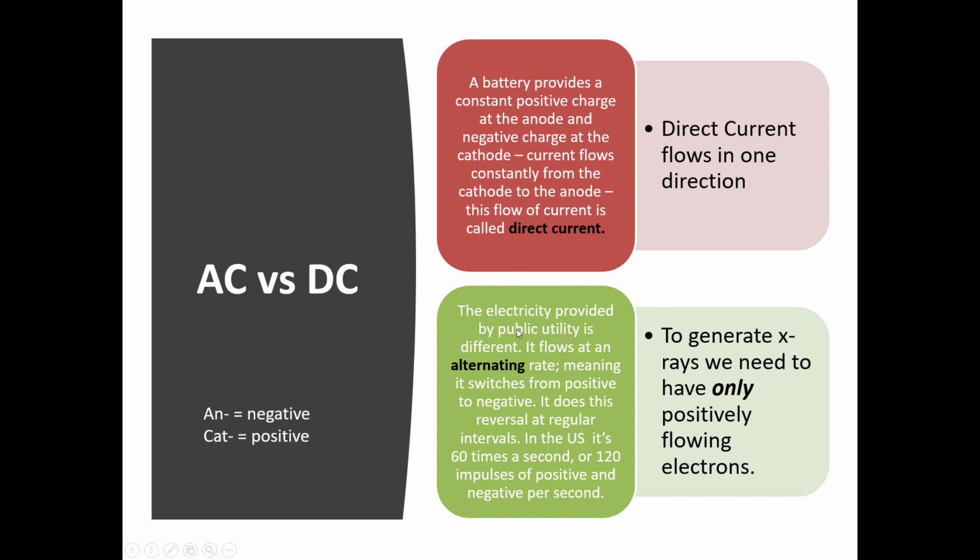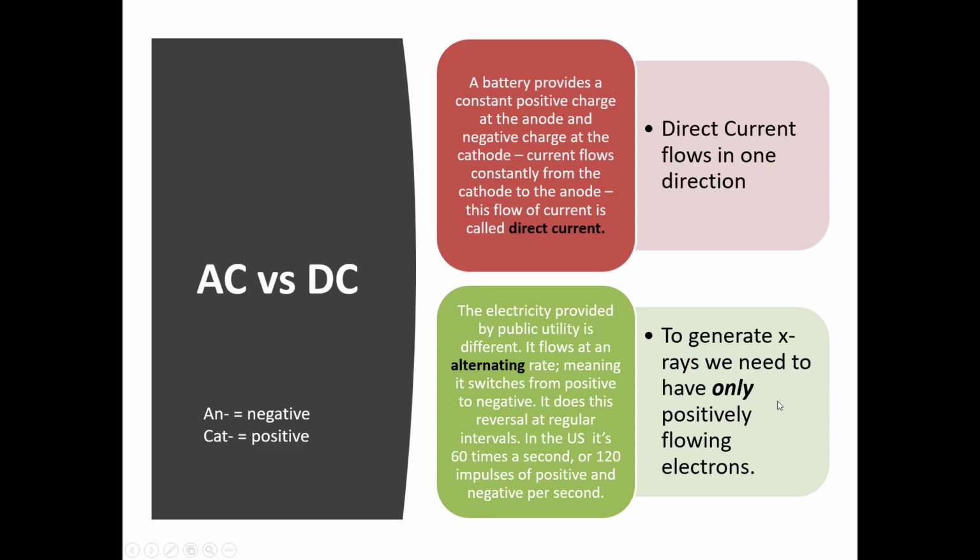So the electricity provided by your public utility, Rocky Mountain Power, whoever it is, is different. It flows at an alternating rate, meaning it switches from positive to negative, and it does this at a regular interval. This is where frequency comes back into the equation. In the United States, we use an electrical frequency of 60 hertz, or 60 times per second, and then 120 impulses per second of positive to negative. We say that is different for a reason I'll show you on the graph in just a second.